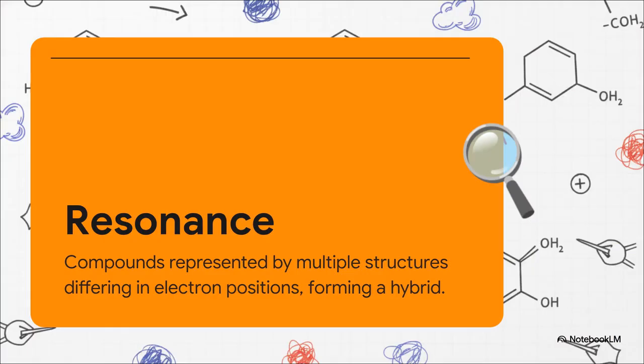Resonance, or the mesomeric effect, happens when an organic compound can be accurately drawn as multiple different structures that only differ in where their bonding and lone pair electrons sit. But the really fascinating part here is that the actual molecule doesn't look like just one of these rigid structures jumping back and forth. Instead, it is a perfect, seamless hybrid of all of them.